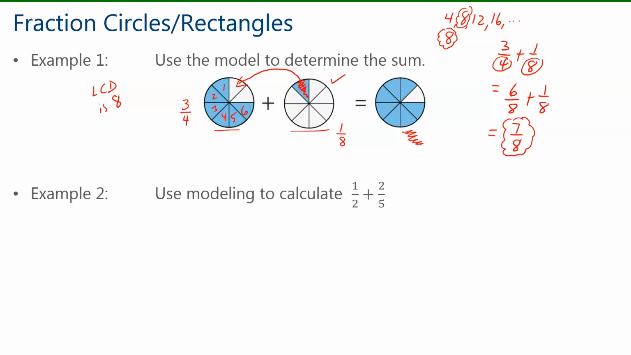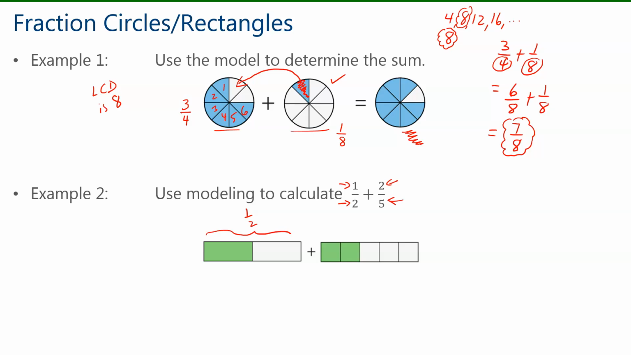For our second example, we're going to use modeling to help us calculate 1/2 plus 2/5. This time, let's use some fraction rectangles to help us with this. So for my first rectangle, I'm going to make it 2 equal sections and shade 1. And for my second whole, the second rectangle, I'm going to have 5 equal sections and shade 2. Here we go. So this one represents the 1/2. A second whole drawn the exact same size, only this one represents 2/5.